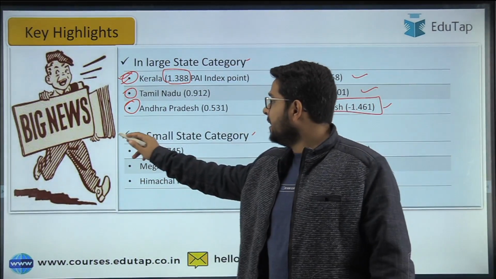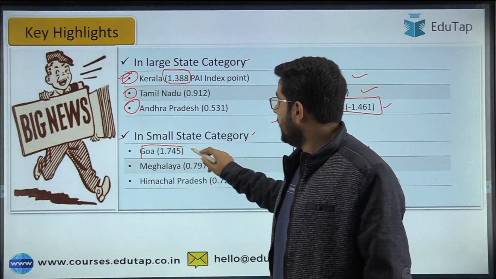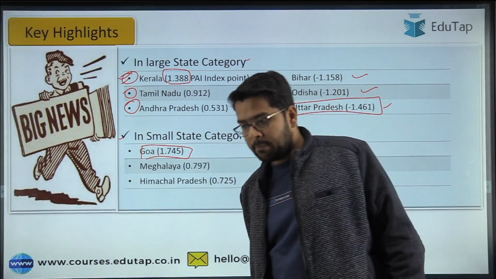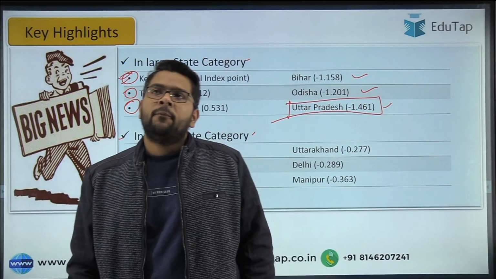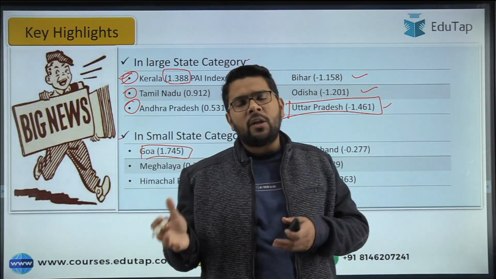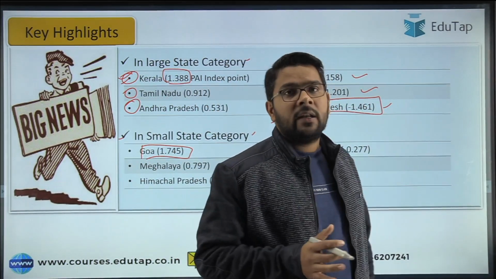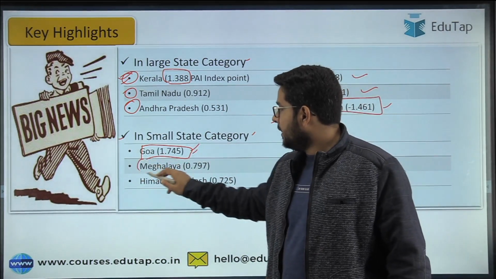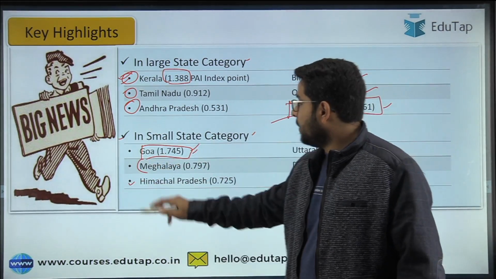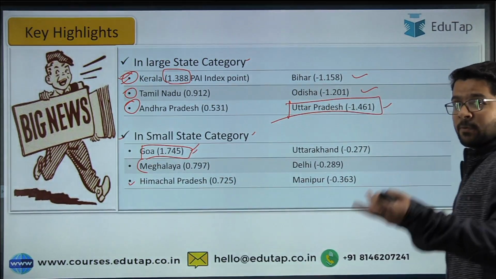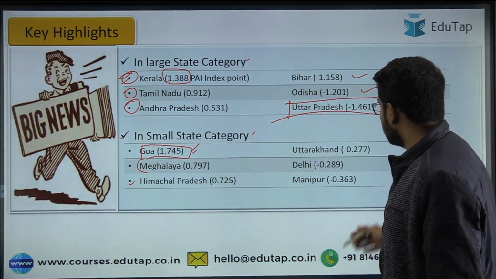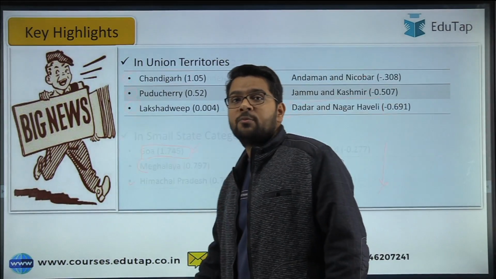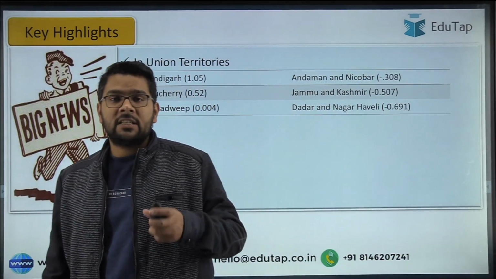Then in the small state category, there is Goa at number 1. A question can be asked on this as well, guys: under the PAI Index 2020, which of the following states has been ranked number 1 under the small state category? The answer is Goa. Then in second place, Meghalaya was there, then Himachal Pradesh is there. Similarly, if they are best performing, then there is also worst performing. So Uttarakhand, Delhi and Manipur are the worst. So this is the ranking in terms of governance of the large state category as well as the small state category.